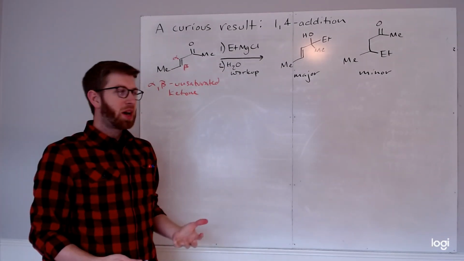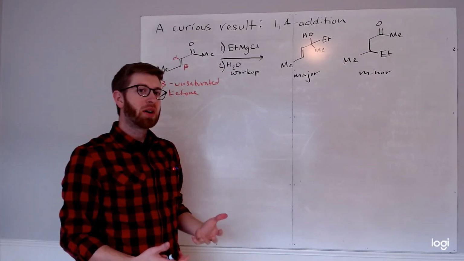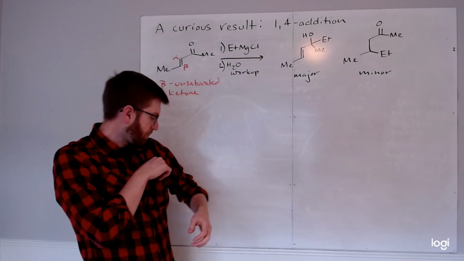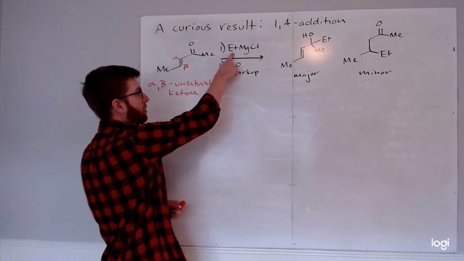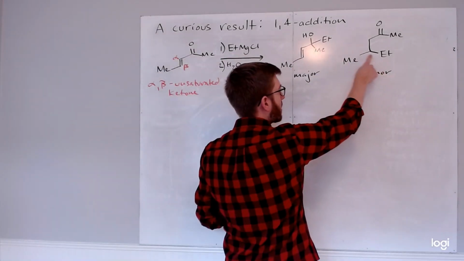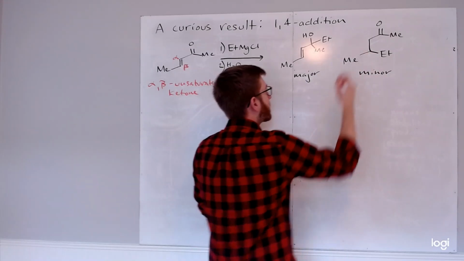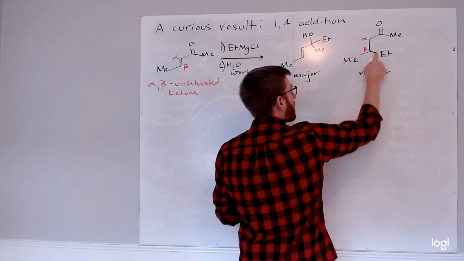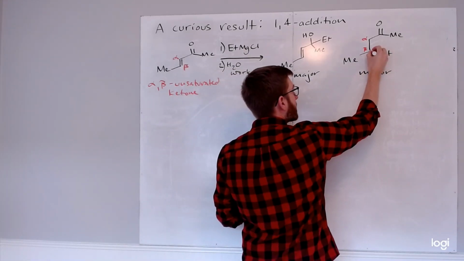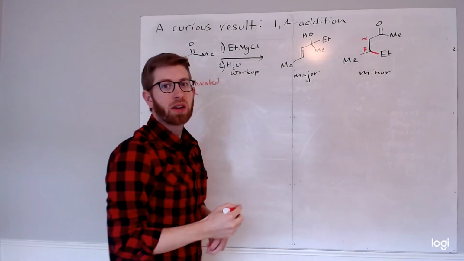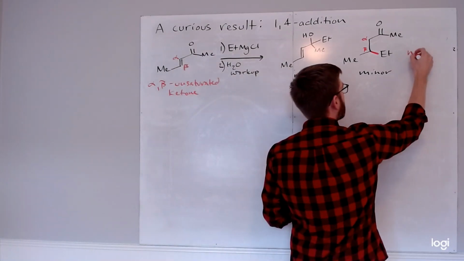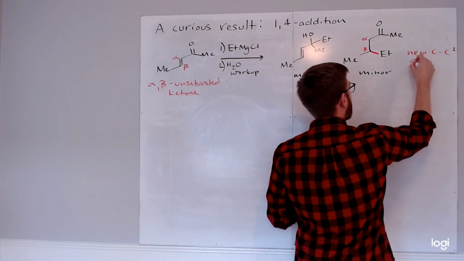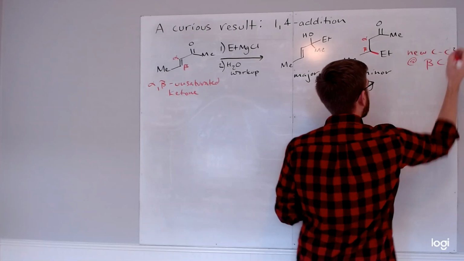To get started with that, I'm going to try to figure out what bonds were actually formed in the reaction. And I can trace this ethyl group onto this position here. We might call this the beta carbon. So I'll put in my Greek letters again, alpha and beta. And that means that I'm making a new CC bond to the beta carbon. So new CC at beta carbon.